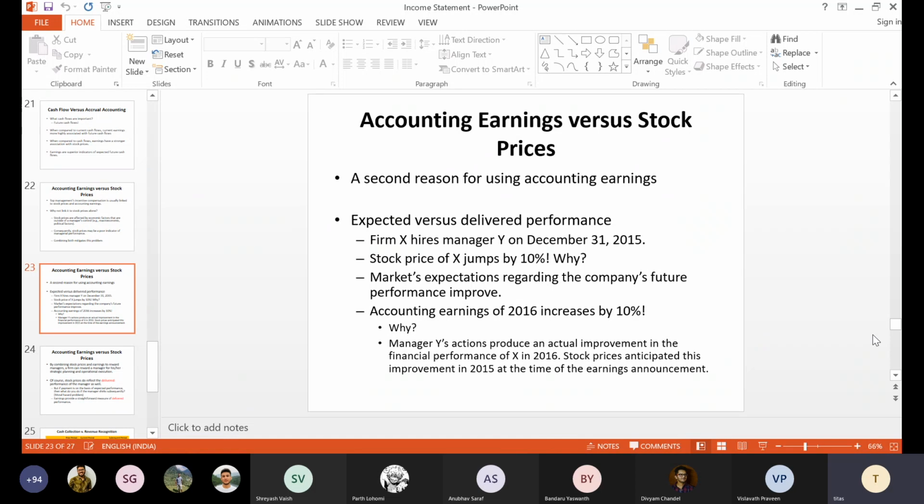The second reason for using accounting earnings also is to give the incentive to the management based on the accounting earnings, that is the historical performance. What is the reason? Expected versus delivered performance. So firm X hires manager Y on December 31st, 2015. Now the stock price of X jumps by 10%. Why? Because the market's expectations regarding the company's future performance improve.